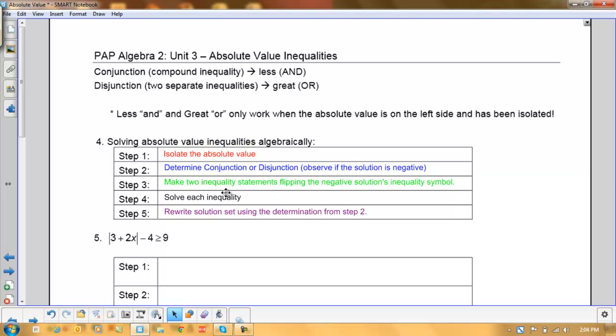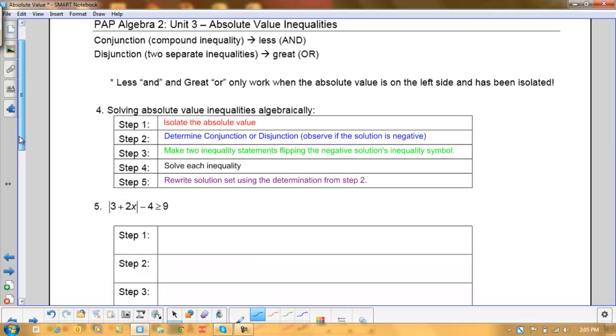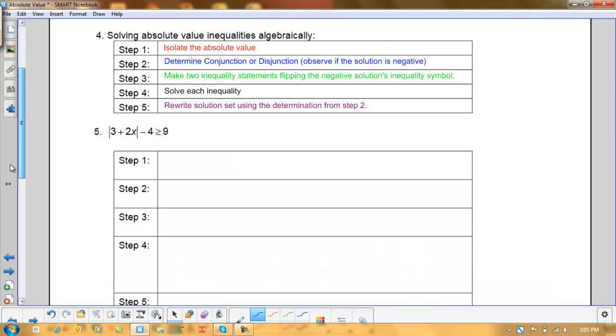You're going to make two inequality statements, just like we did yesterday with the equations. You're going to solve each inequality. But please remember, when you write the negative solution's inequality statement, you actually have to switch the symbol. Keep that in mind so that you don't mess up any of your work. The next thing you're going to want to do is rewrite the solution set based on what we determined in step number 2.